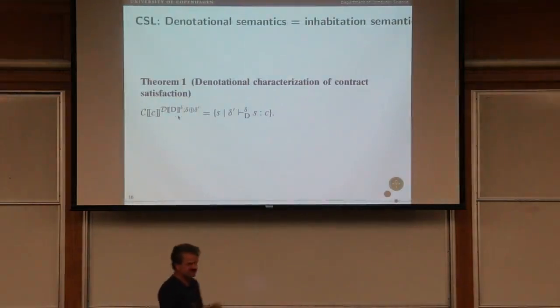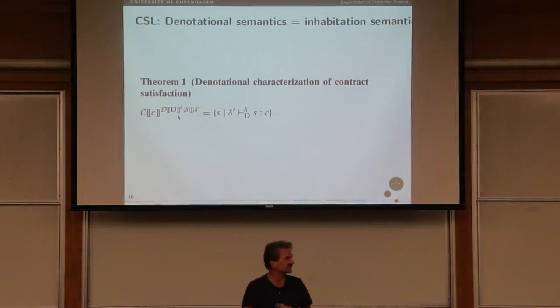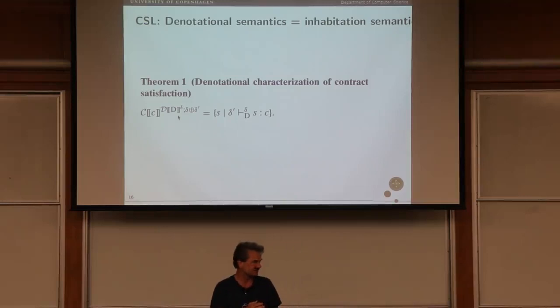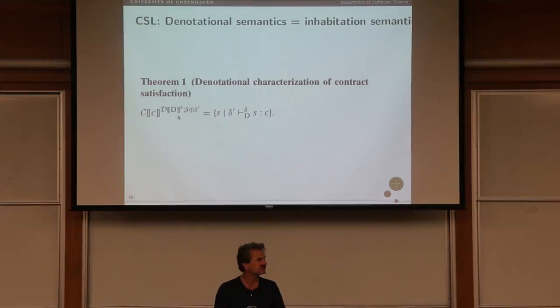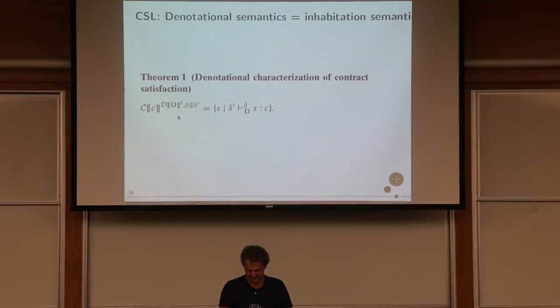So, Theorem 1 says, not surprisingly, that the denotational semantics captures the satisfaction relation. The first thing that means is that before, we could reason inductively on containment statements. Now we can also reason inductively on the syntax of contracts, because if we get something right about one, then it's correct about the satisfaction. So we get a different reasoning principle from this equivalence.